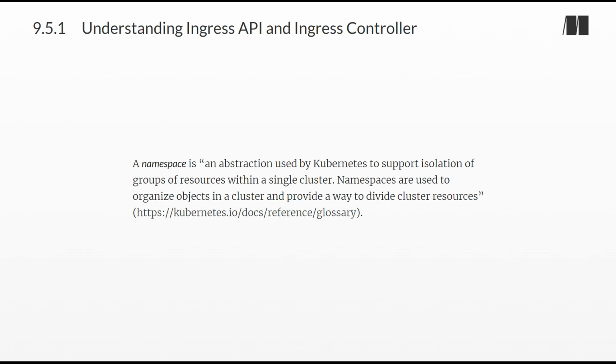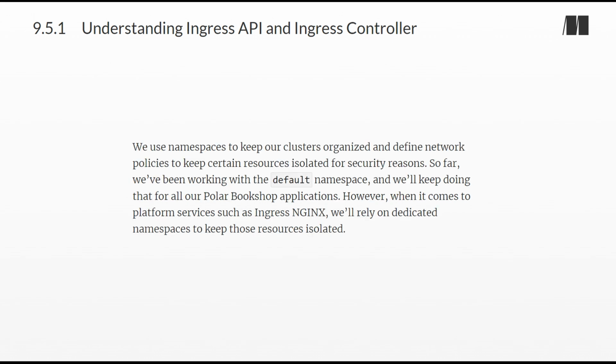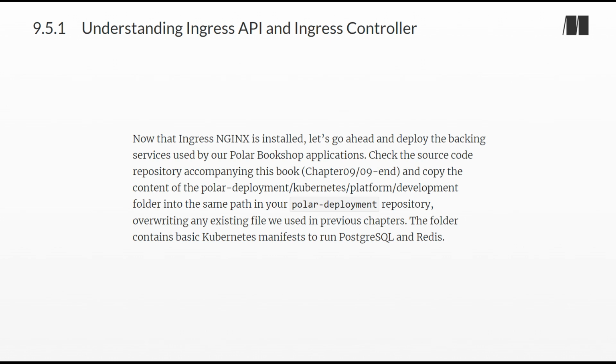We use namespaces to keep our clusters organized and define network policies to keep certain resources isolated for security reasons. So far, we've been working with the default namespace, and we'll keep doing that for all our Polar Bookshop applications. However, when it comes to platform services such as Ingress Nginx, we'll rely on dedicated namespaces to keep those resources isolated.